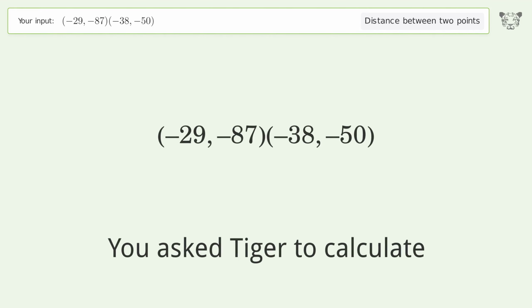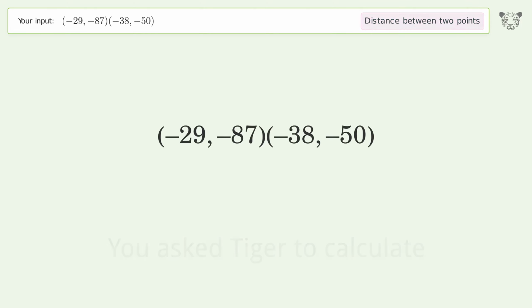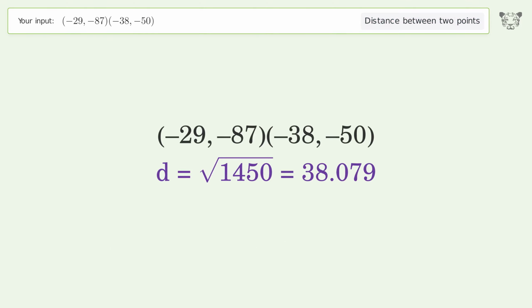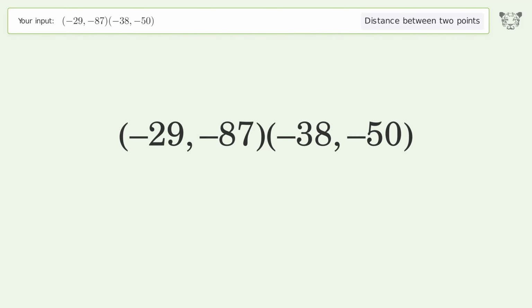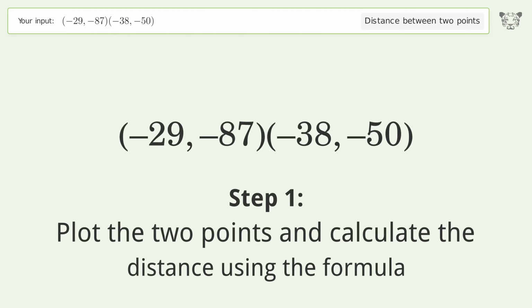You ask Tiger to calculate. This deals with the distance between 2 points. The distance between the 2 points is the square root of 1,450, or 38.079. Let's solve it step by step. Plot the 2 points and calculate the distance using the formula.